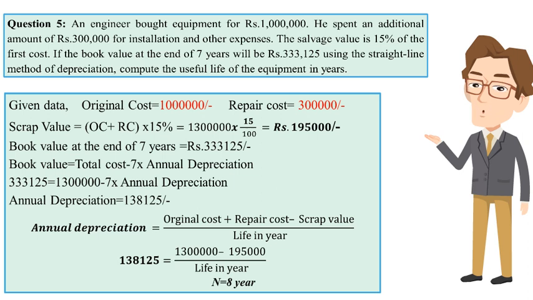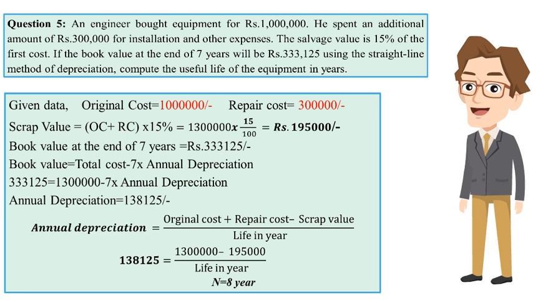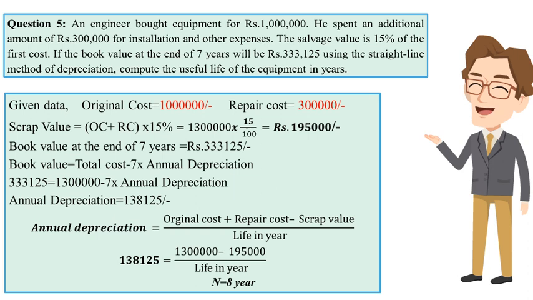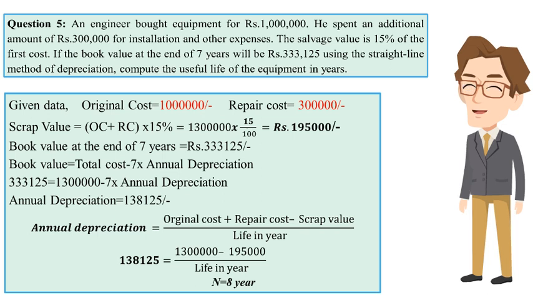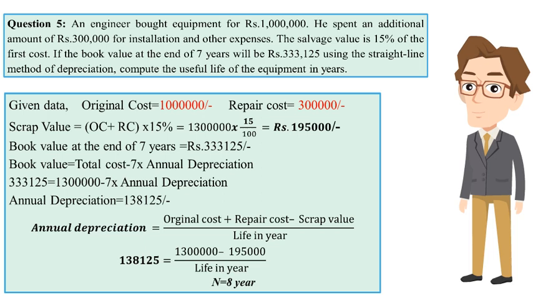The formula for annual depreciation is: original cost plus repair cost minus scrap value, divided by life in years. Substituting the given values into the formula, we get 138,125 equals 1,300,000 minus 195,000, divided by life in years. Solving this equation, we find that the useful life of the equipment, denoted as N, is 8 years.